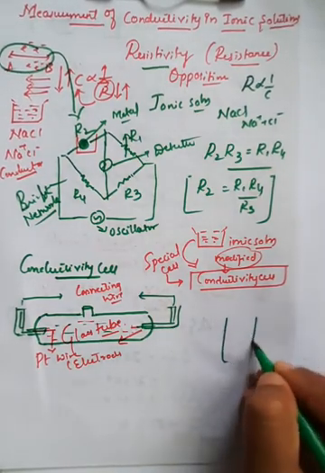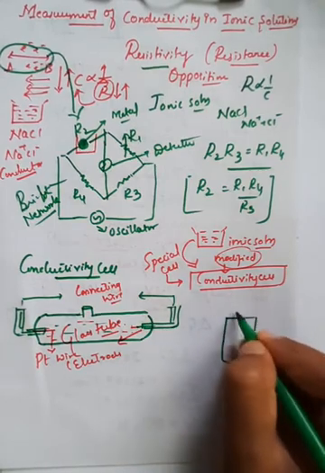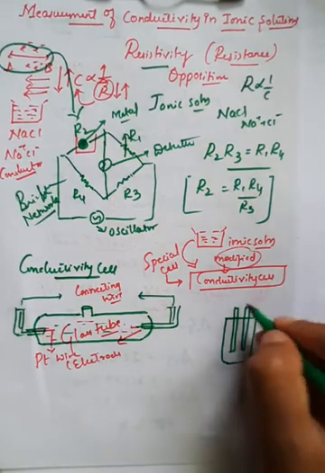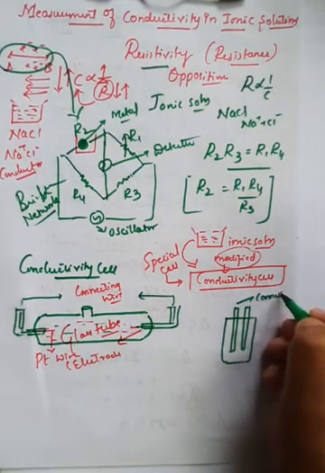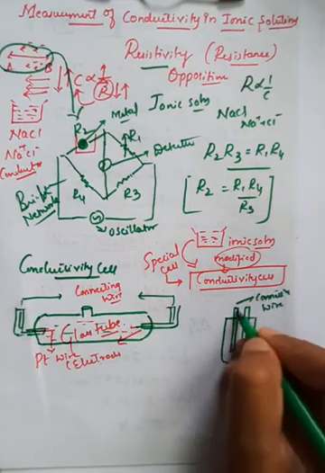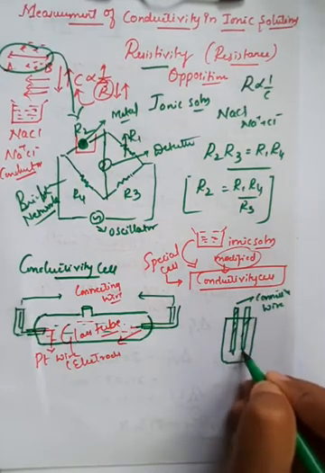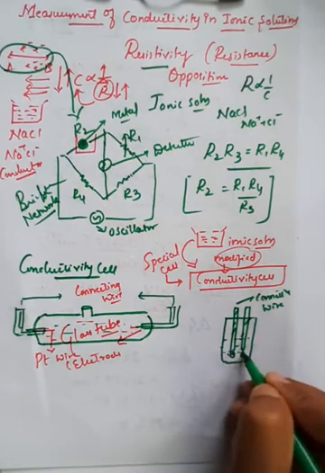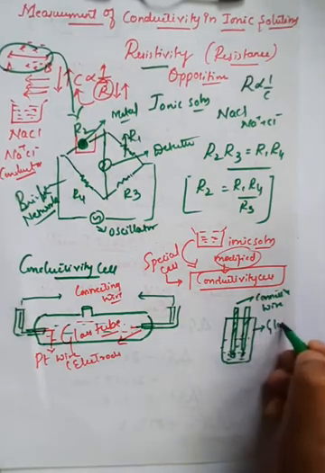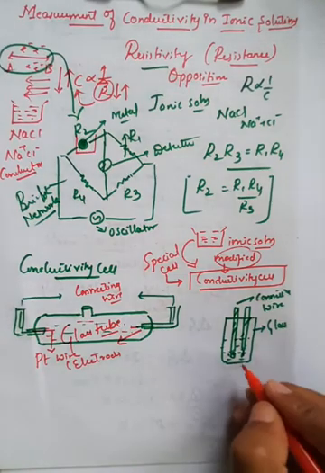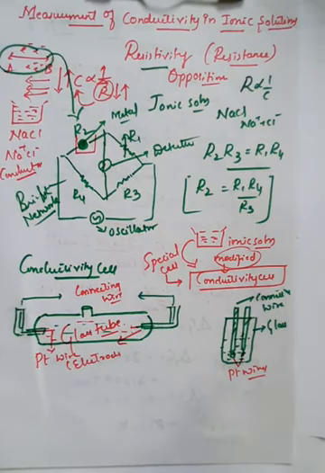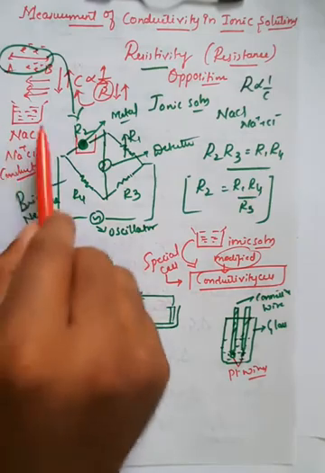Here is one more design for the conductivity cell. This is very simple. Like this also we can design the conductivity cell. These two are connecting wires, and these two are platinum electrodes. In between there is also a glass tube, and both of these are platinum wires.